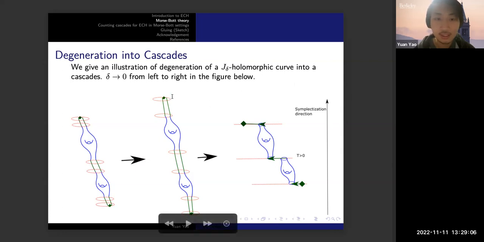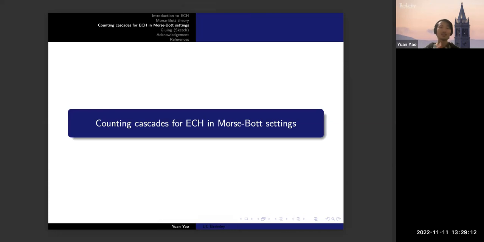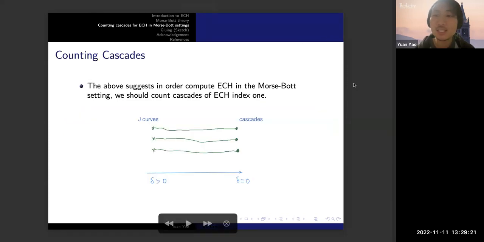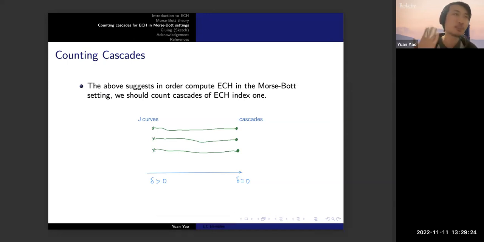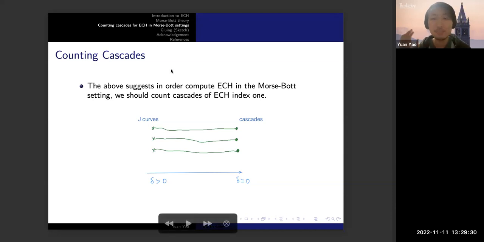Okay. So this is how J-holomorphic curves degenerate into cascades. And then you can say, well, maybe in the Morse-Bott setting, I should count cascades. The ECH index 1 condition I talked to you about earlier is a purely topological condition. So after degeneration to cascades, you can still make sense of ECH index 1. So the dream proof would be, well, here for delta greater than 0, you have some J-holomorphic curves. And as you degenerate and go to delta equals 0, they degenerate in a one-to-one manner into cascades. And to define the ECH chain complex, you just count these cascades of ECH index 1. That's the dream scenario.